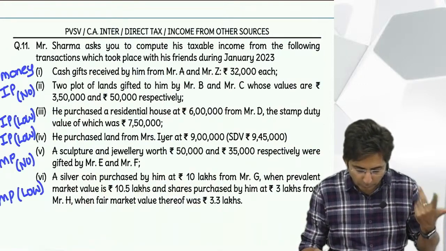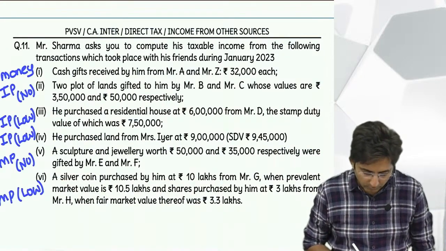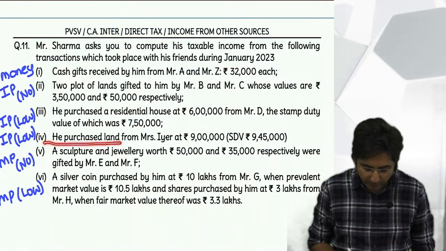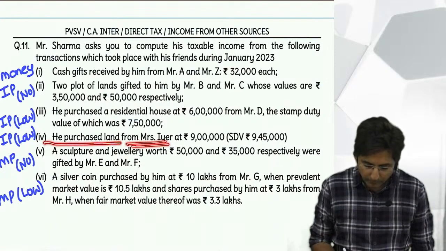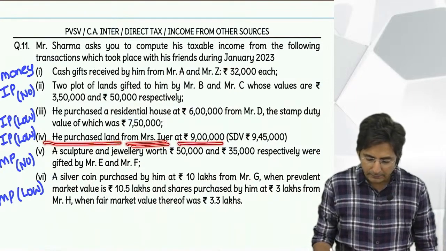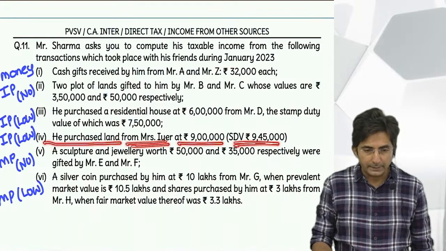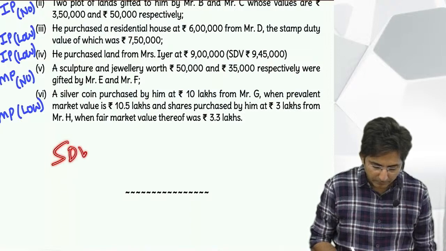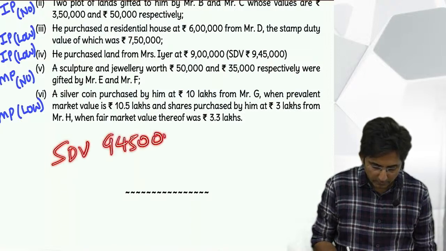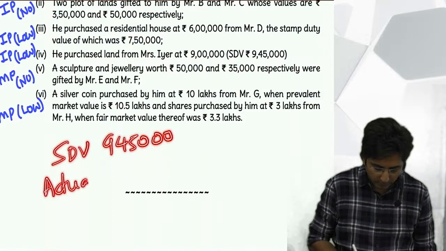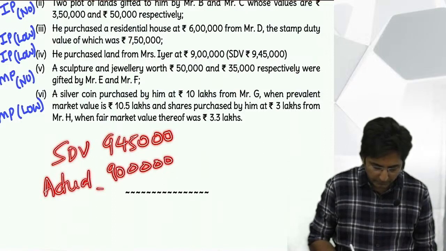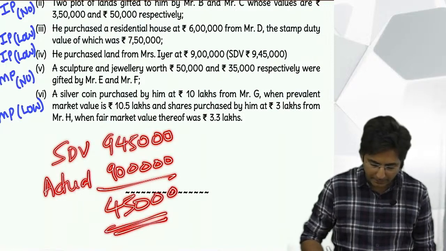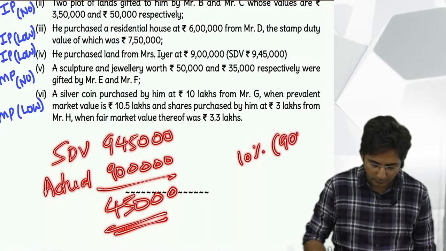Okay, now done that thing, done this thing. Now for practice, you will find one more such point, point 4. He purchased land from Mrs. Iyer at 7 lakhs, SDV 945. Again, it is a low price. So how will you do the working? SDV 9 lakh 45,000, actual 9 lakhs. Difference 45,000. Then the formula is 10%, which comes to 90,000.